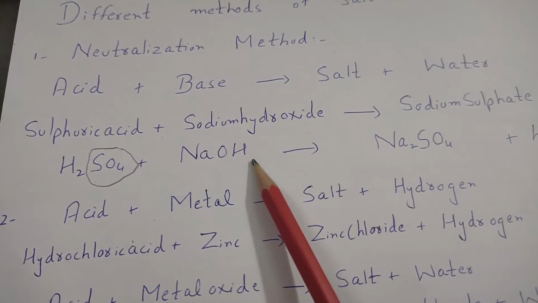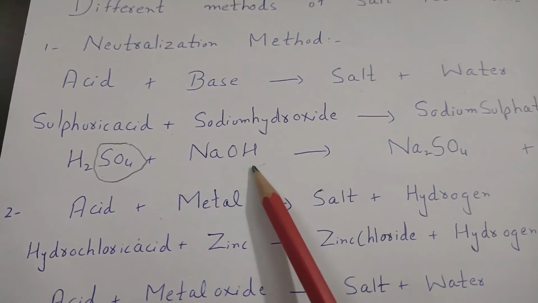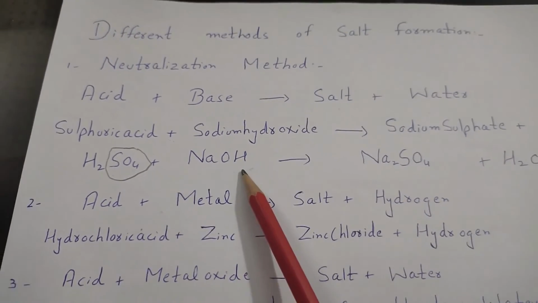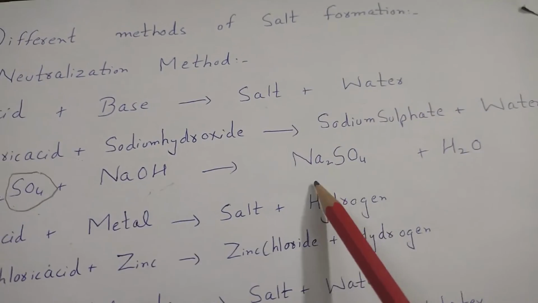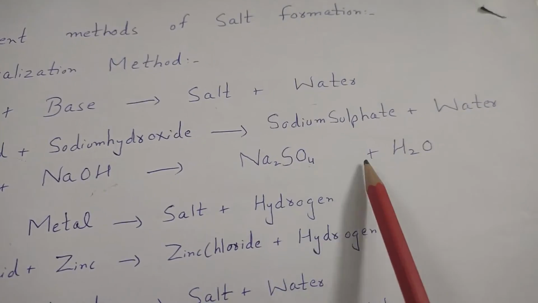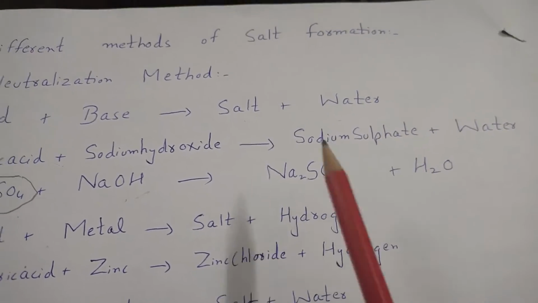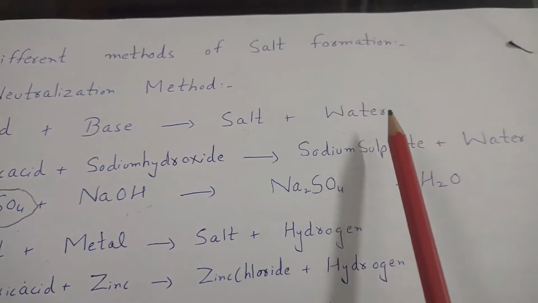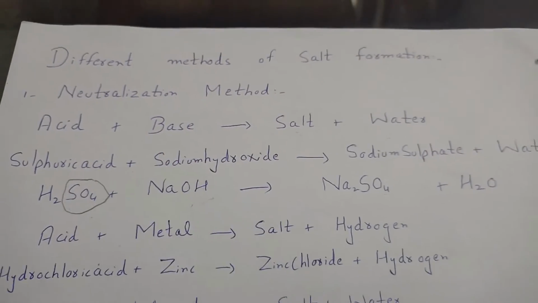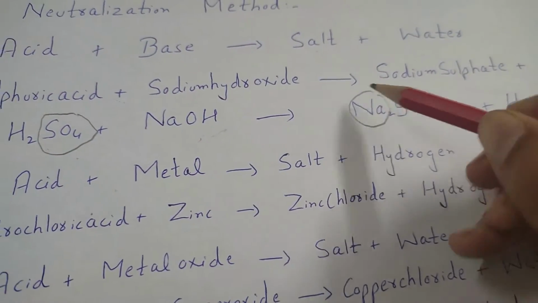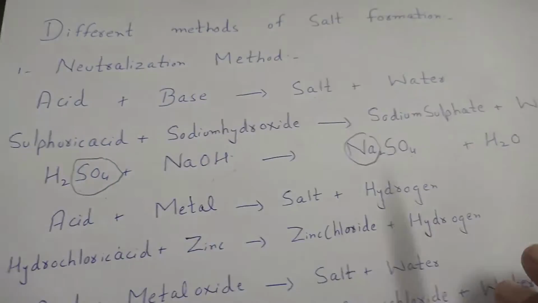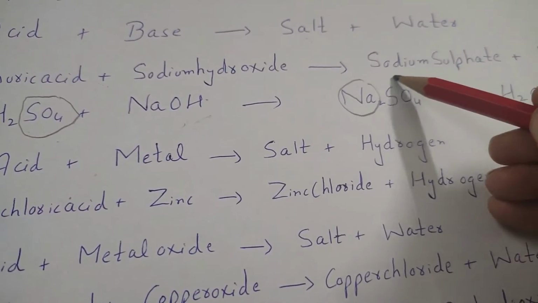sodium hydroxide. You can take potassium hydroxide, it's up to you. So whenever the acid reacts with a base, it gives us sodium sulfate plus water. With salt, we always get water in the neutralization reaction. And don't forget, this part we get from the base, that is the cation, and this part we get from an acid.